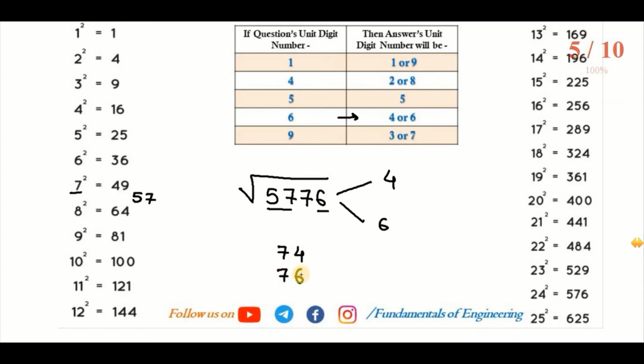Now it is either 74 or 76. Now what we have to find: 57 is near to which perfect square number? So 57 is near to the 64. So we have to select the bottom one, that is 76.